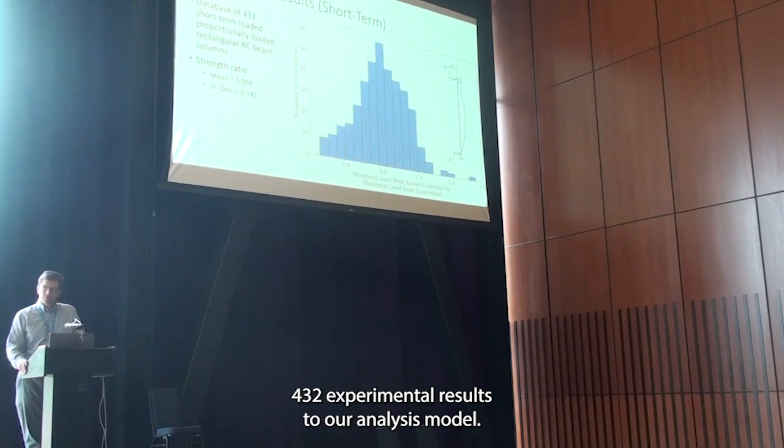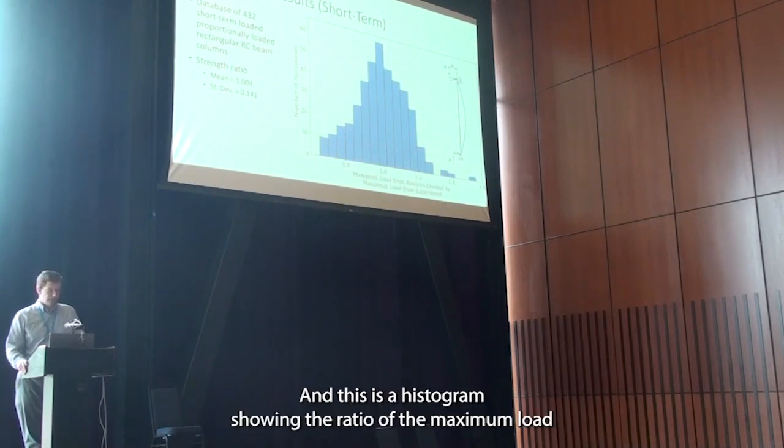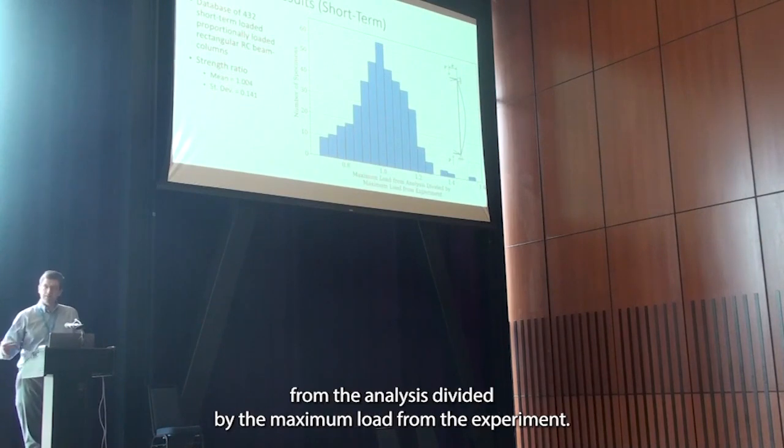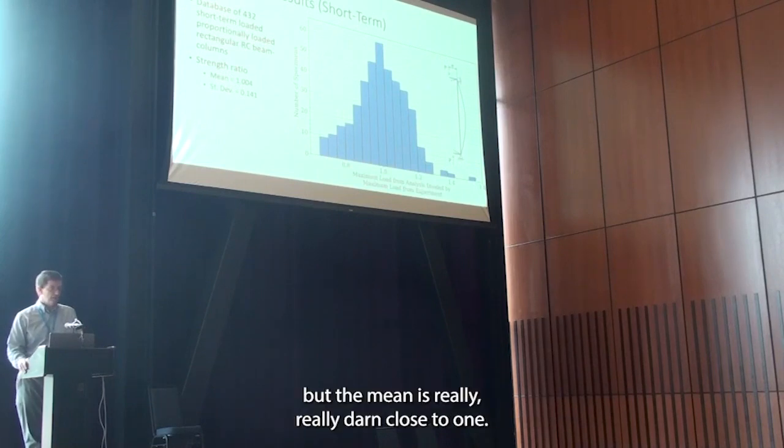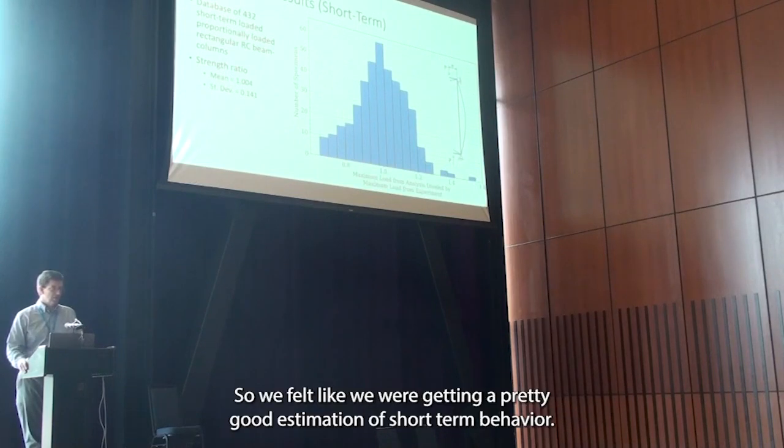432 experimental results and our analysis model, and this is a histogram showing the ratio of the maximum load from the analysis divided by the maximum load from the experiment. There's a good bit of scatter here, but the mean is really darn close to 1, so we felt like we were getting a pretty good estimation of short-term behavior.